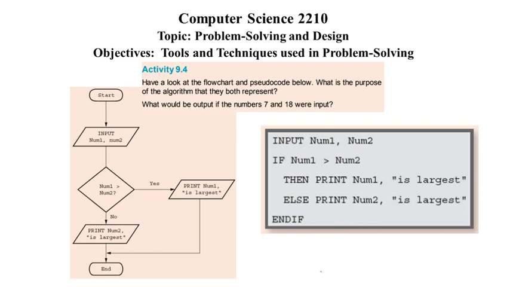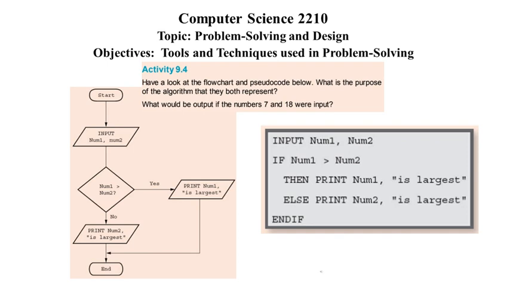So if num1 is greater than num2, if the answer is yes, then the program will be printing num1 is largest. But if the condition is false, this means that num1 is not greater than num2, which simply means that num2 is greater than num1. Okay, so the printout would be num2 is the largest. So by looking at this flowchart, we have figured out that this subroutine is going to take two numbers as input, and then it will tell us which one is the largest.